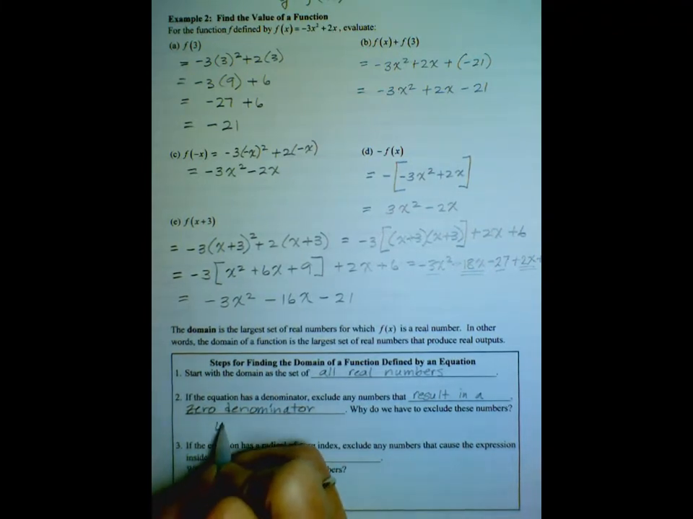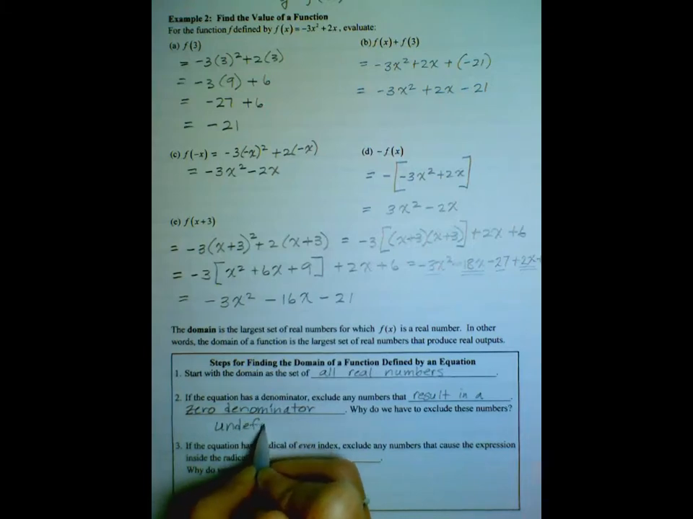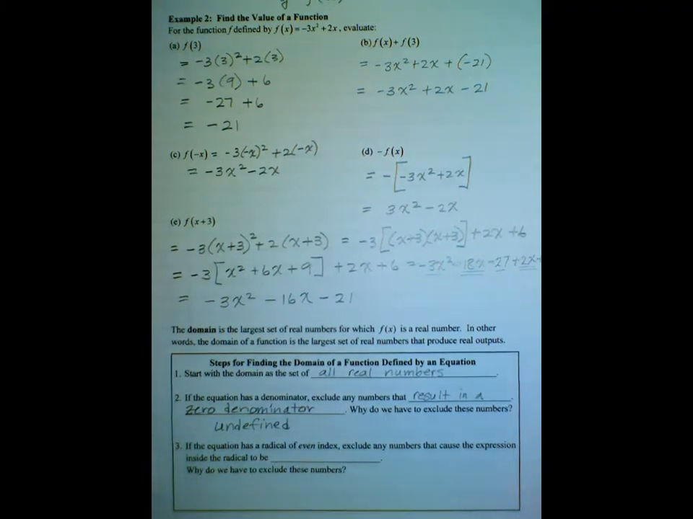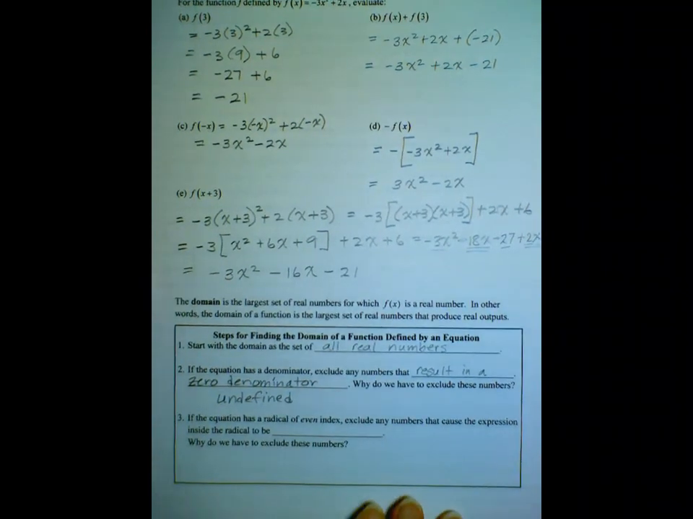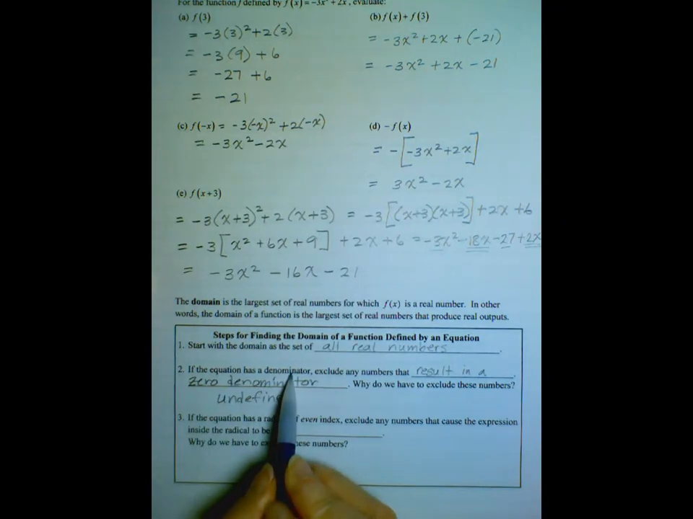Well, because that's undefined, right? If we have a zero in our denominator, that's undefined. So we can't do that. So any number that gives us an undefined condition, we have to take that out of the domain. We can't allow that to happen. And that's only if we have a denominator with a variable in it, but we have to look and see.